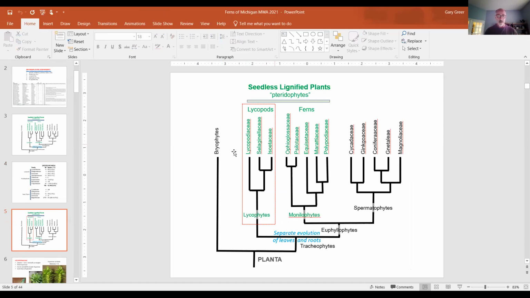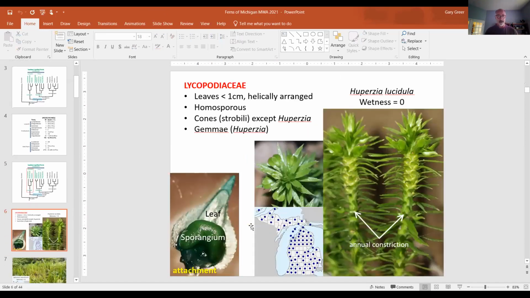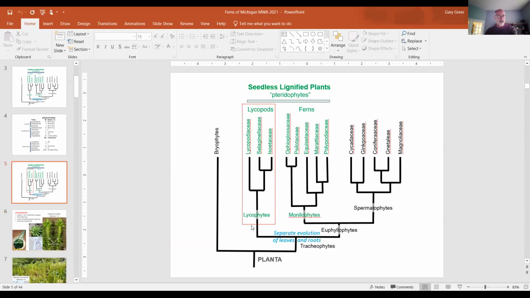So back to this phylogram, I want to alert you to where I'm headed next. I'm going to talk about these lycopods. Again, they've evolved both roots and leaves through very unique processes from other plants. And as you can see, there's three families within the lycopods: the Lycopodiaceae, the Selaginellaceae, and the Isoëtaceae, and all three are here in Michigan. So that's the group I'm going to look at first. I should pause and see if you have any questions that I could answer about maybe the phylogram or the spreadsheet.